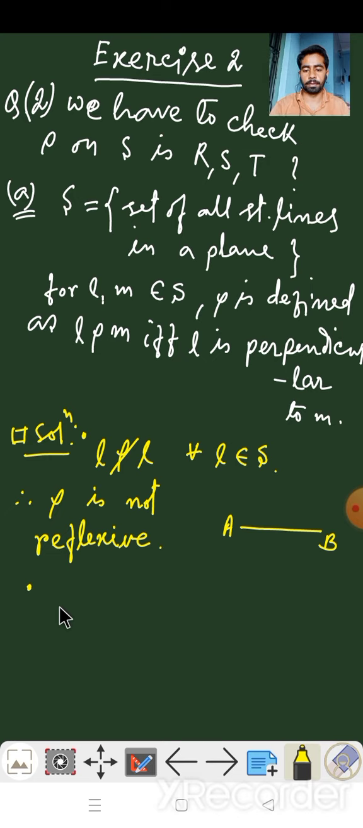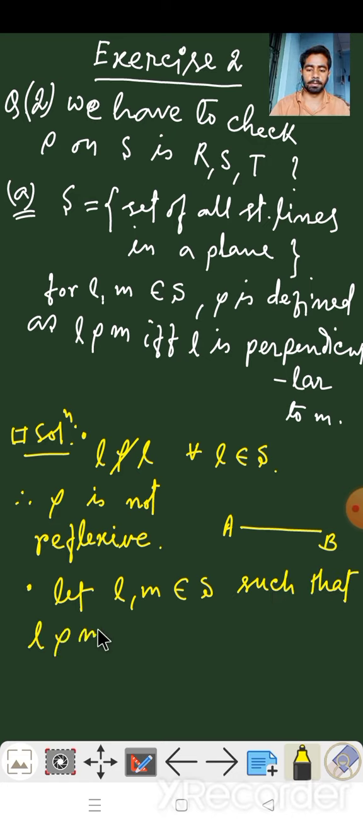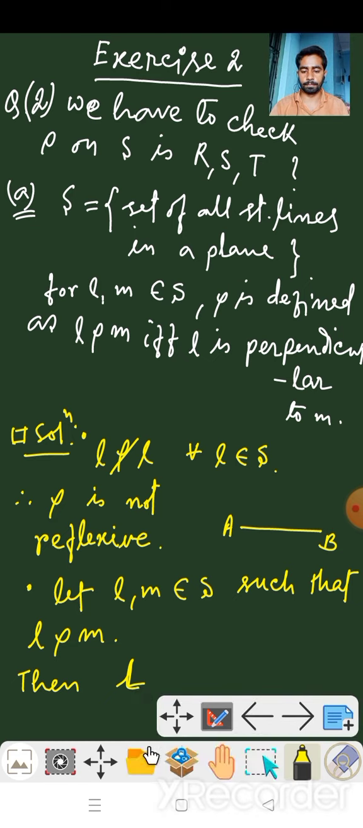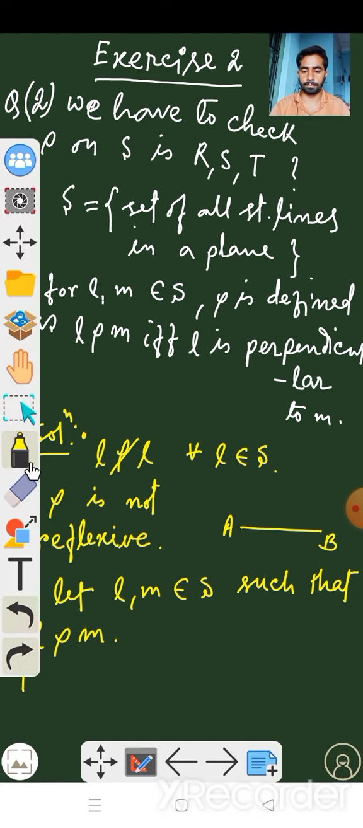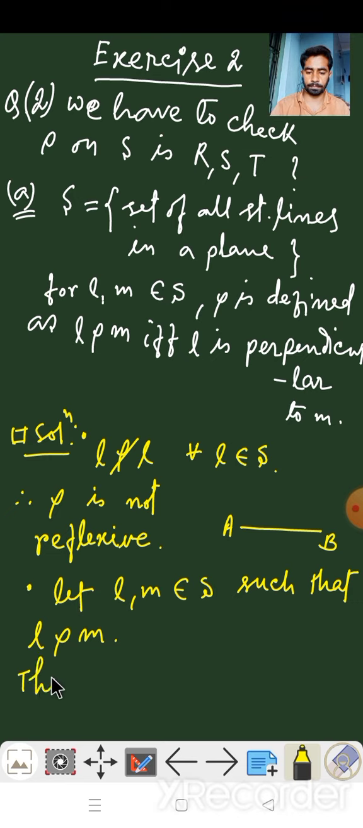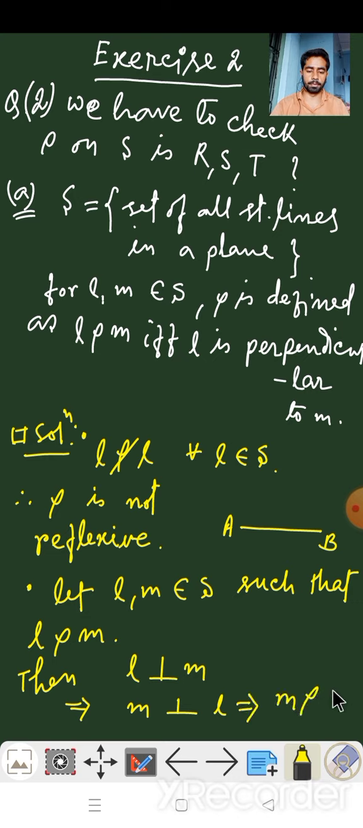Second, let l, m belongs to S such that l is related to m. Then l is perpendicular to m, which implies that m is perpendicular to l, and which implies that m is also related to l.